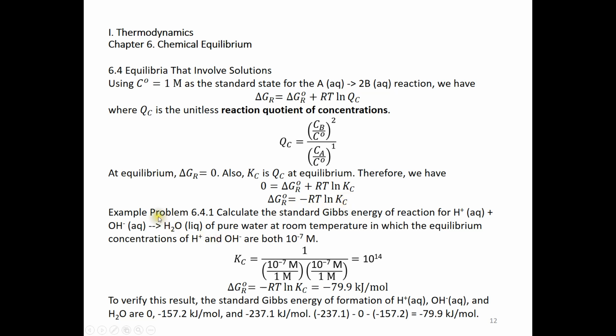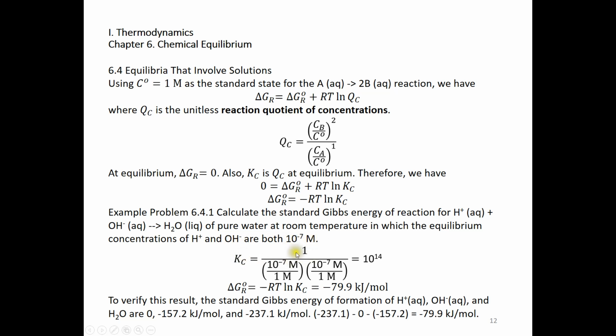Here's one numerical example, 6.4.1. Let's calculate the standard Gibbs energy of reaction for this reaction. We have two reactants, H plus and OH minus, in the aqueous solution. There's only one product, water, in the reaction system. The reaction proceeds at room temperature, and we have the equilibrium concentrations of H plus and OH minus. They are both 10 to the power of negative 7 molar.